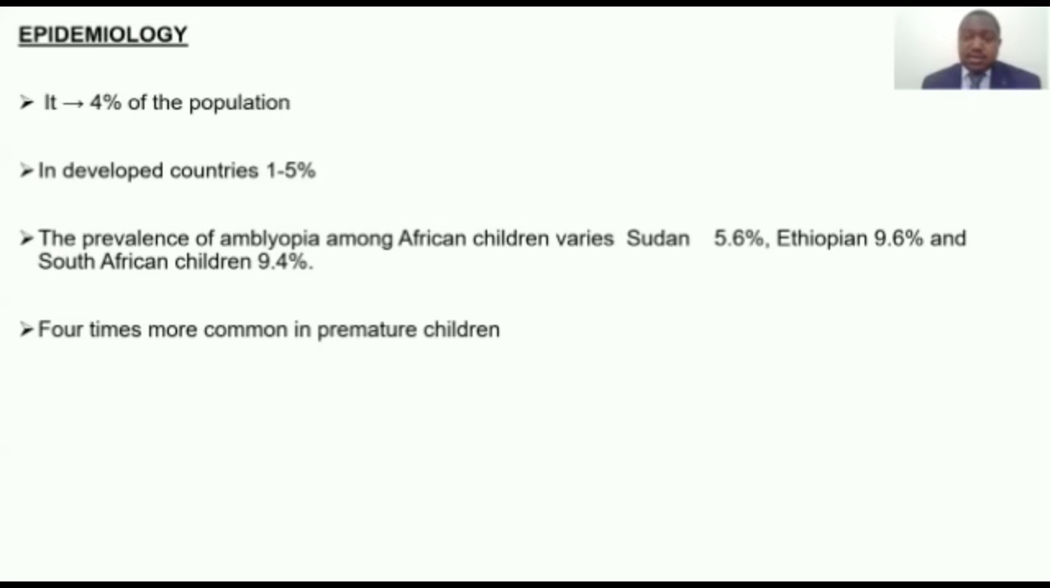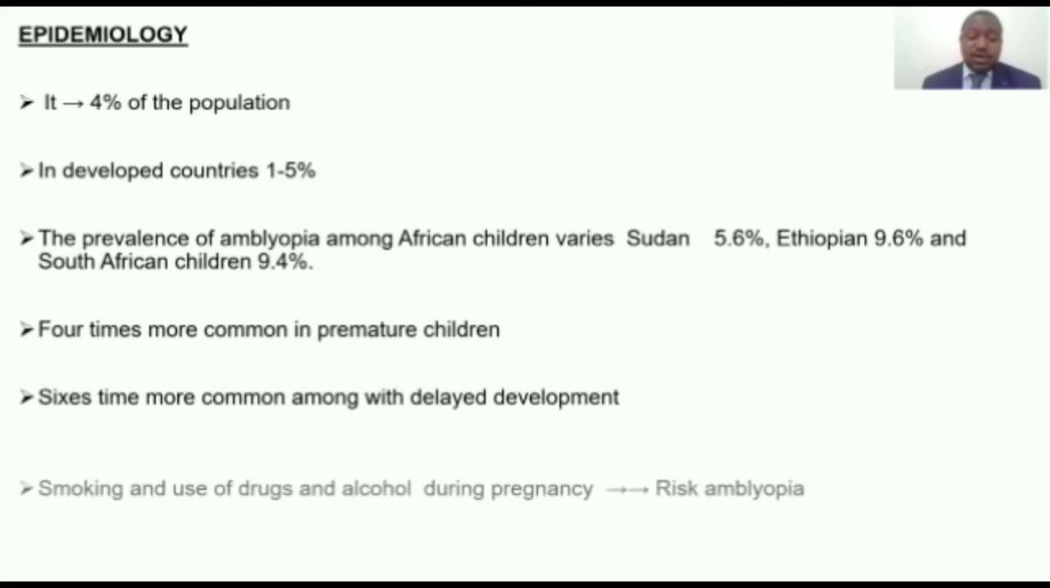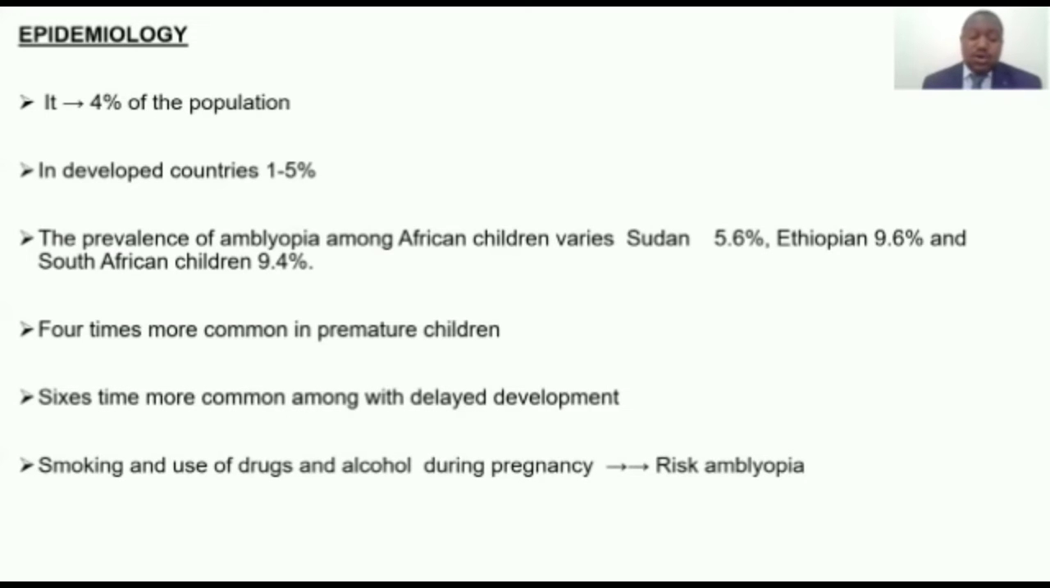Premature children have a high risk for development of amblyopia. And also the prevalence of amblyopia is 6 times more common among children with delayed development. Children with delayed development have a high risk for development of amblyopia. And also women who smoke or use drugs or alcohol during pregnancy have a high risk of having children with amblyopia.